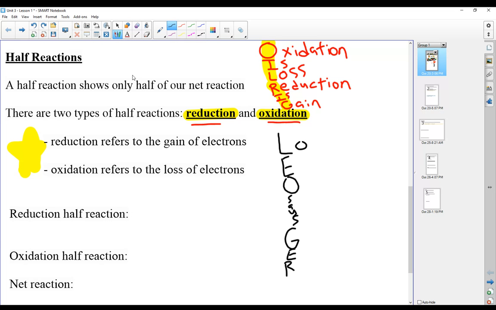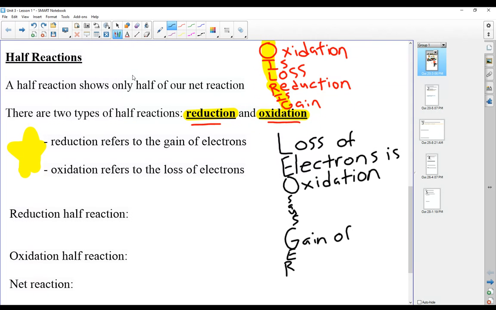So loss of electrons is, what starts with O? Oxidation. So LEO is loss of electrons is oxidation. And G is gain of electrons.